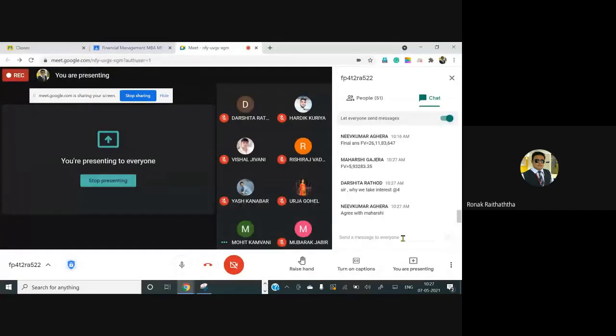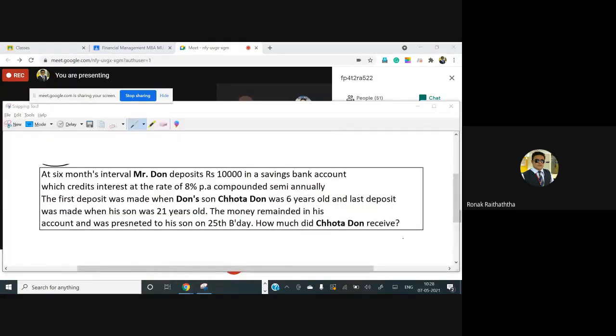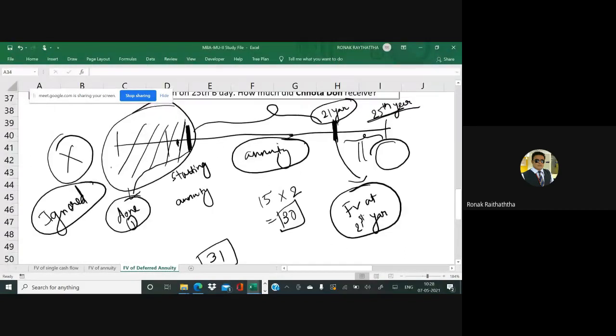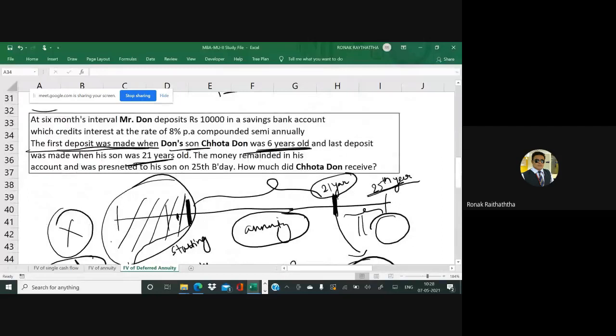Okay. Sir, why take the interest of 4%? Because 8% is the per annum interest, Miss Darshita. 8% is the per annum interest to be divided by 2 because we are into 6 monthly installment payments. Mr. Don is depositing the amount on a 6 monthly basis. That's why the interest to be calculated on a 6 monthly basis. Is it clear?